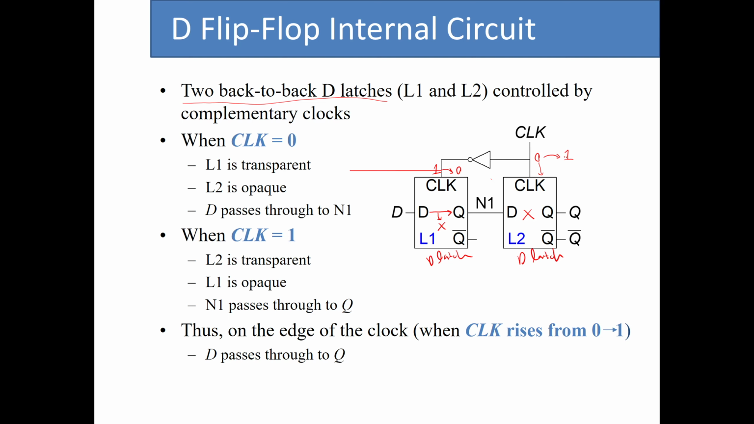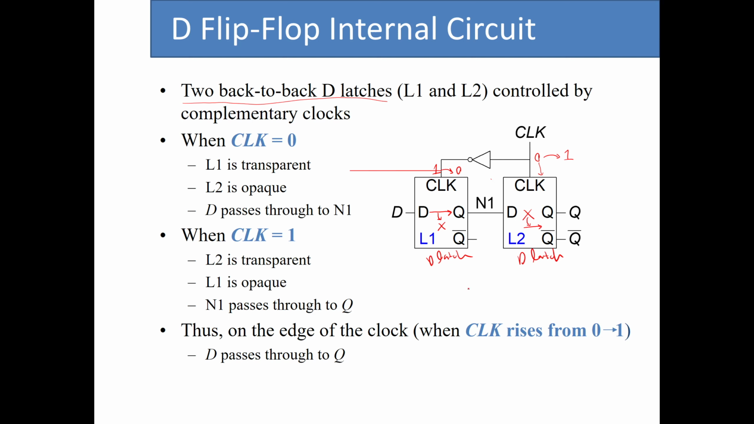Why? Because when clock is 1, that means that the input clock of the L2 is 1. And you remember from before, we said that for a D latch, when the clock input is 1, then the D latch is transparent. So we go from opaque to transparent. So I show transparency with this arrow and opaqueness with this X sign. So that means that whatever value we have in N1 now is reflected in Q. Remember, when a D latch is opaque, that means that it preserves its previous value. When a D latch is transparent, that means that it is basically looking at whatever input it gets in the D input of the D latch.